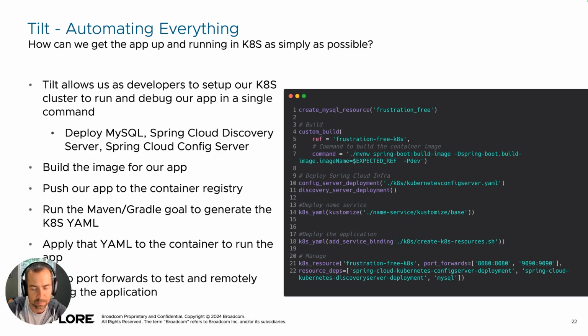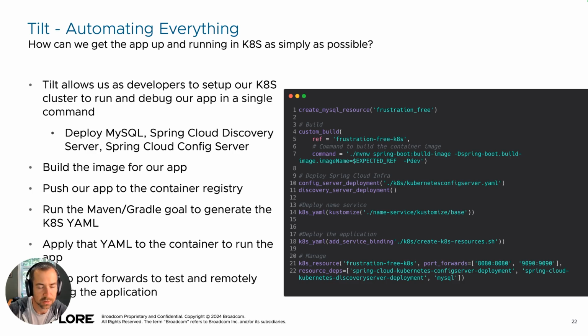And it would be awesome if we could set up some port forwarding to test everything out and also remotely debug our application. It would be great if we could automate all this instead of having to script it all out ourselves. And luckily, that's where a tool called Tilt comes in. So Tilt will take care of automating all this. You see an example of this Tilt file here in the screenshot, and we're going to take a closer look at that in a little bit.